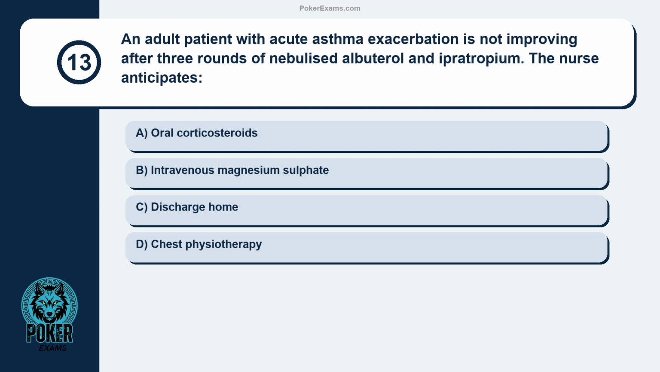Question 13. An adult patient with acute asthma exacerbation is not improving after 3 rounds of nebulized albuterol and ipratropium. The nurse anticipates oral corticosteroids, intravenous magnesium sulfate, discharge home, chest physiotherapy.